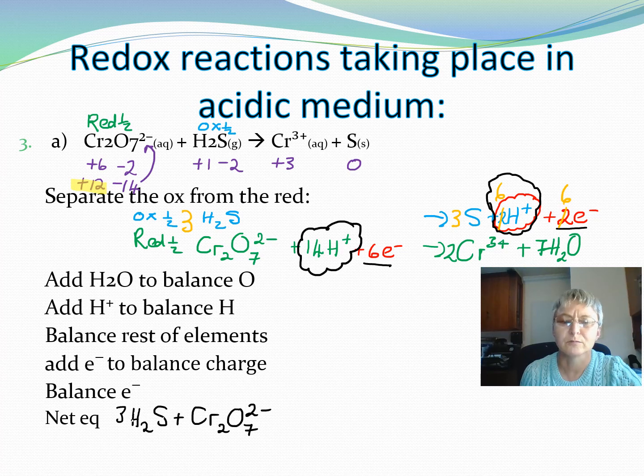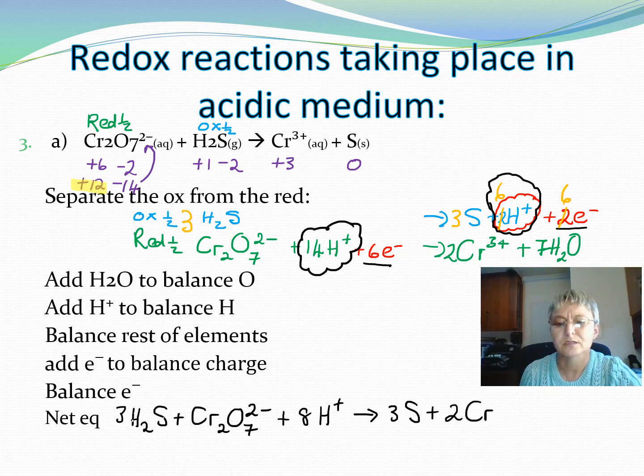So I can do a mathematical trick and cancel out the excess 6, and we'll have 8 hydrogen ions on the left-hand side. The electrons will cancel. Then on the right-hand side of the arrow, the products will be 3 sulfurs, 2 chromium 3+ ions, and 7 water molecules.